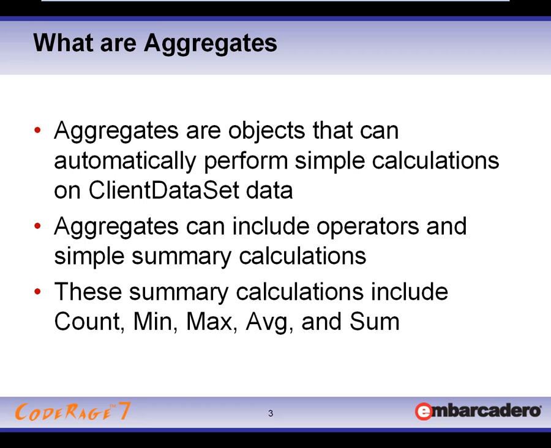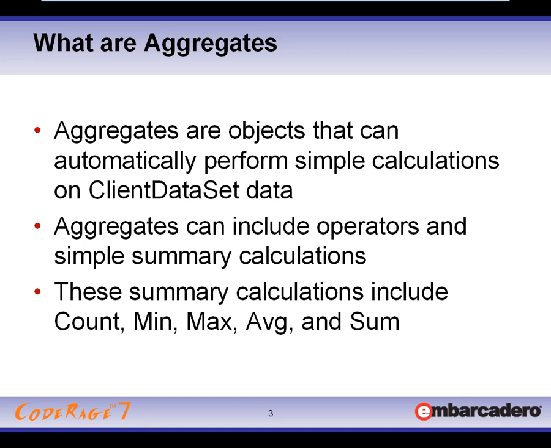Aggregates can include operators and simple summary calculations, similar to aggregate calculations that you perform in the structured query language, or SQL. The summary calculations you can perform with aggregates are count, min, max, average, and sum. The important thing about aggregates in the client dataset is that these are operations that can be performed automatically, so that you do not have to write code that specifically executes these operations, or to write code to scan through your data and perform the aggregate calculations.